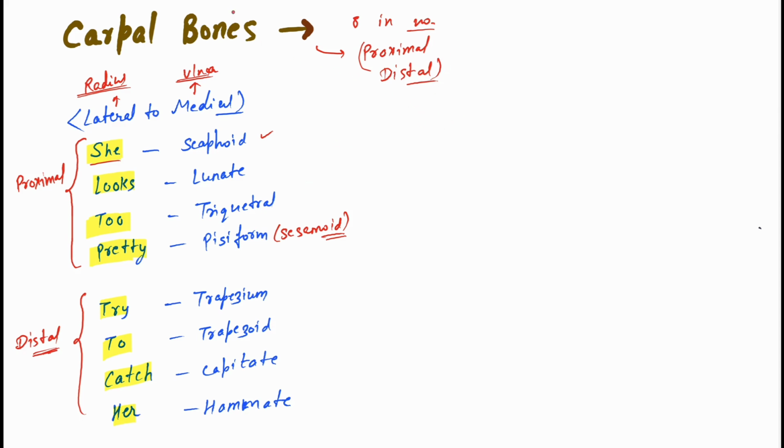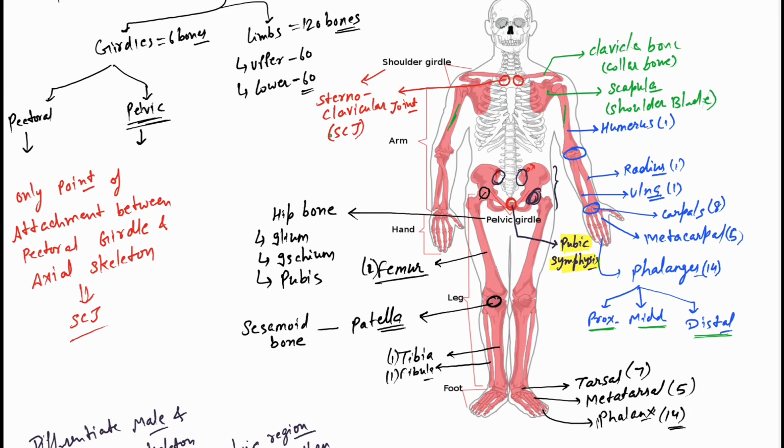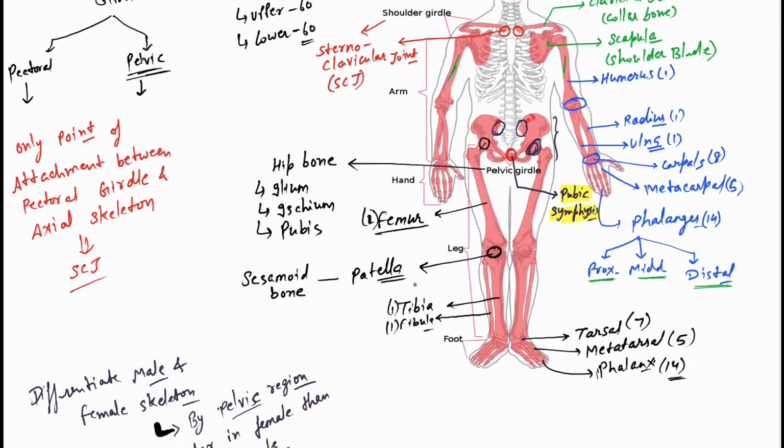These are 8 in number. Then we have the metacarpal bones. How many are there? As we discussed, there are 5 metacarpals. Then we have the phalanges, which are 14 in number. The phalanges, we told, consist of 3 parts: proximal, middle, and distal phalanges. As we told this one, next we have the lower limbs. The lower limb consists of the femur, tibia, and fibula. So let's talk about the femur.